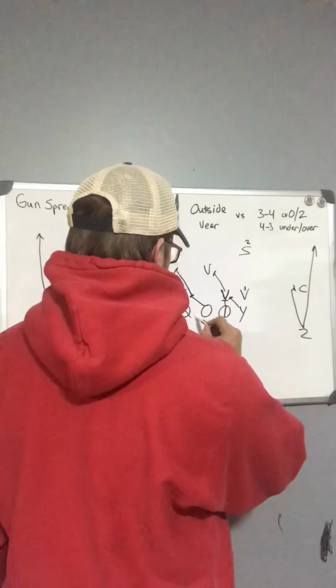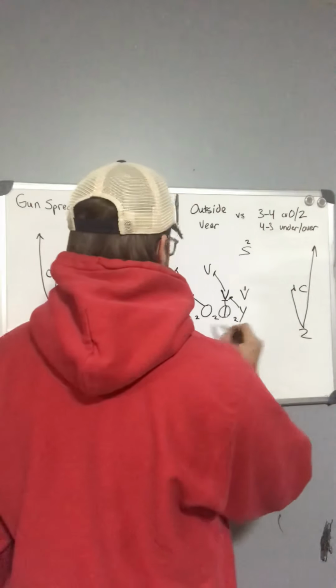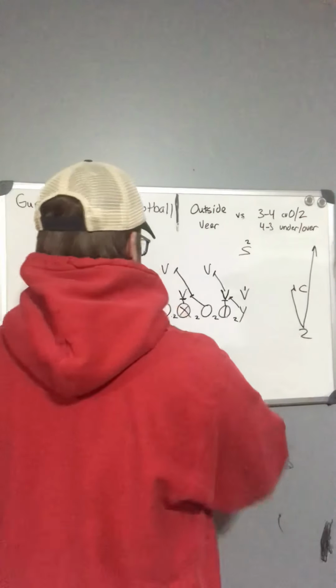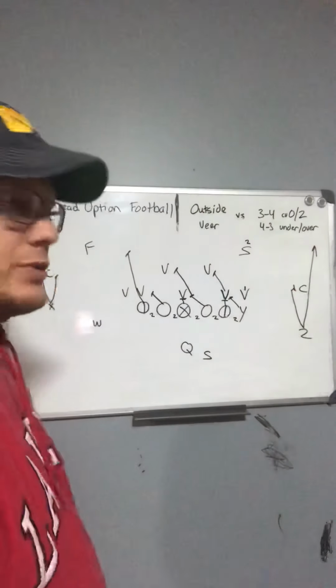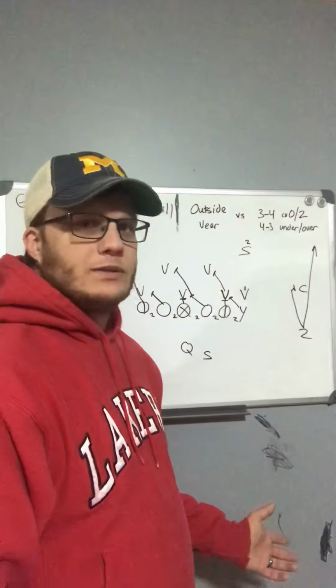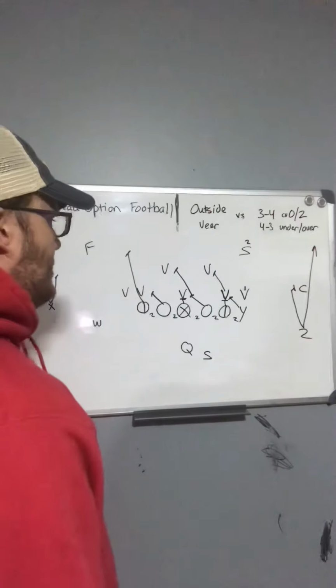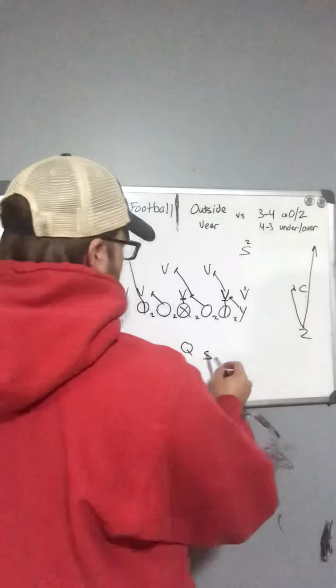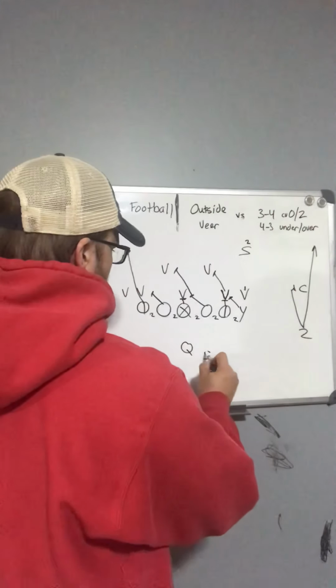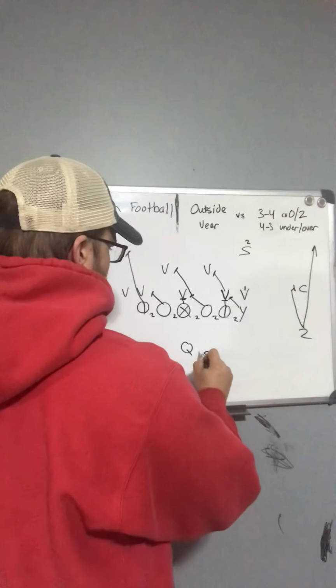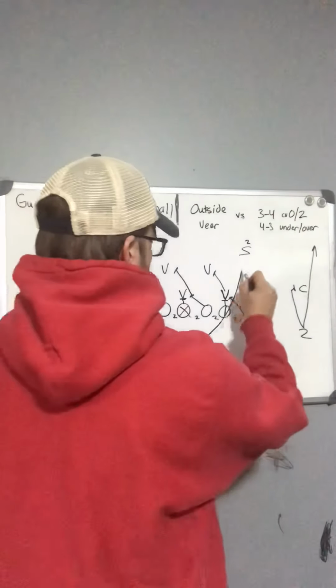This one, we usually like to cut our splits down. It almost looks like we're going to pass the ball sometimes out of this because our splits are kind of tight. But we like to cut it down because it's a tough angle for the running back. He's going to have to come in here and run it up hard.